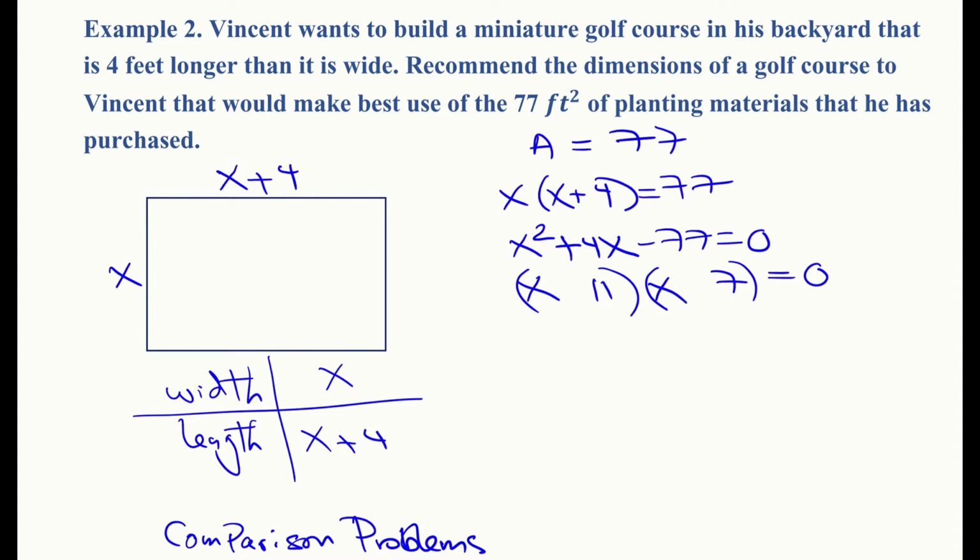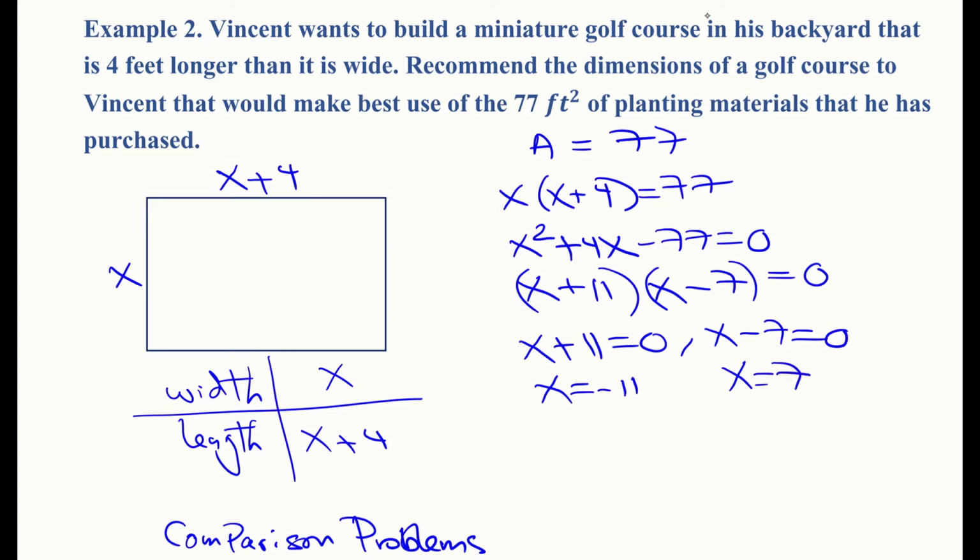Because if we make this positive and this negative, notice first times first is first, last times last, pay attention to the signs, is last. Inner product is positive 11x, outer product is negative 7x. When you combine them, you get positive 4x. So this should be good. So we have x plus 11 equals 0, or x minus 7 equals 0. So we have x equals negative 11 or x equals 7.